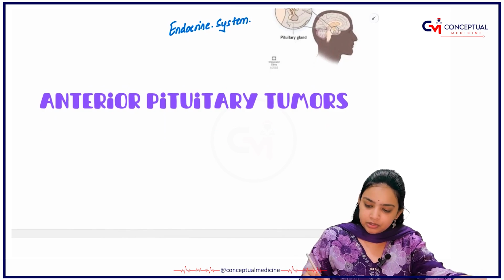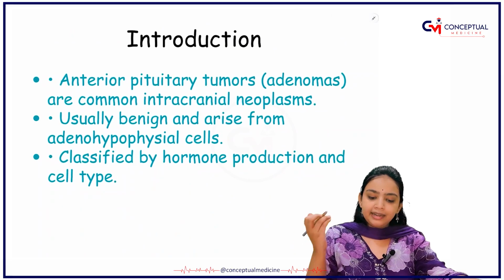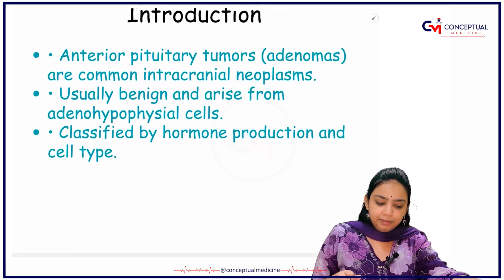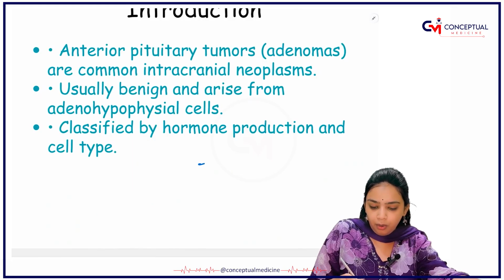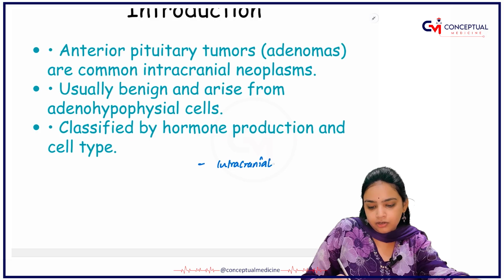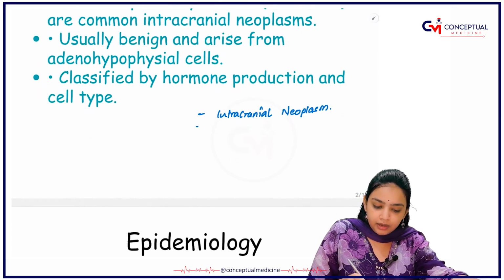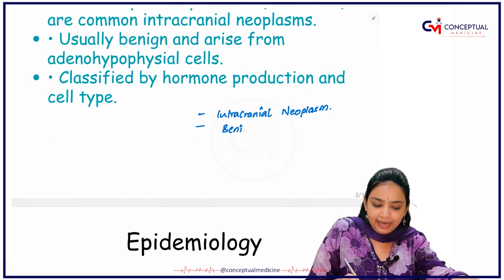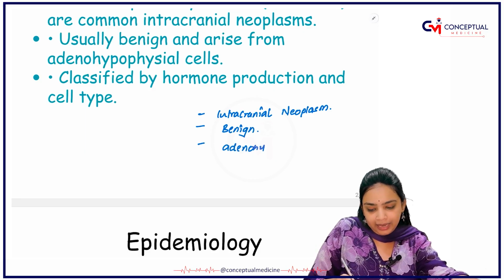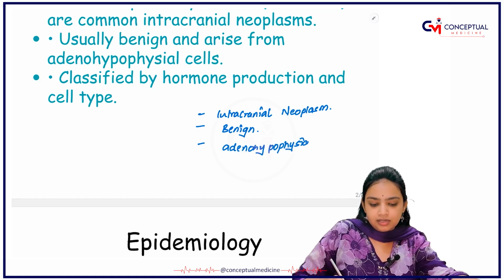Let's just start. The first thing we have is the anterior pituitary tumors. Anterior pituitary tumors are basically the pituitary tumors which are the most common intracranial neoplasms, okay? They are usually benign type and arise from something called adenohypophyseal cells, okay?